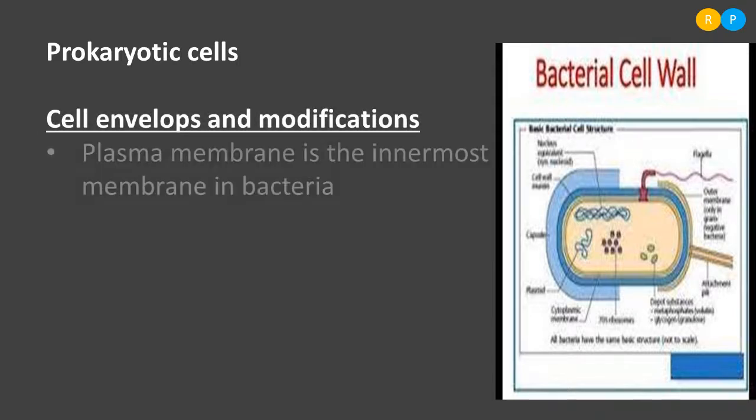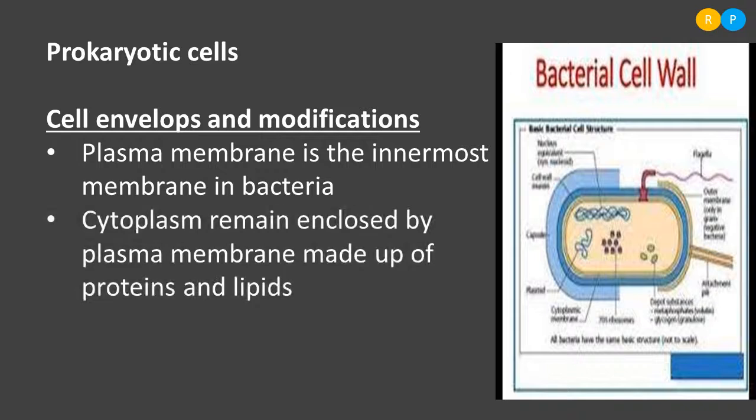So plasma membrane is the innermost membrane in bacteria. The outer one is glycocalyx, next to that is the cell wall, and the innermost layer is the plasma membrane. Being the innermost layer, it protects the cytoplasm as well as the genetic material. So it acts as an envelope by completely enclosing the cytoplasm.